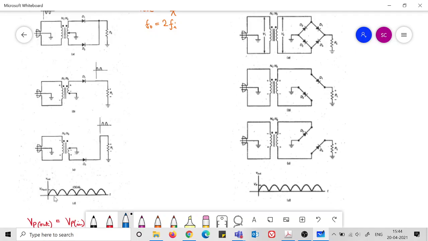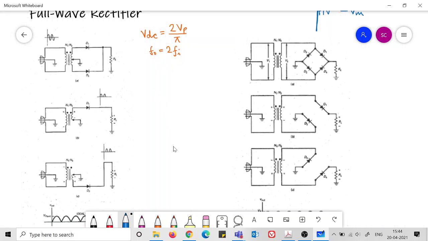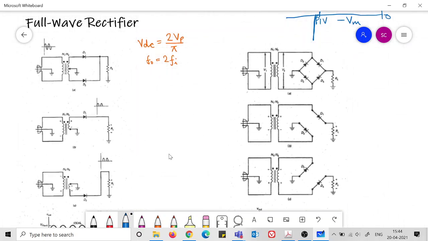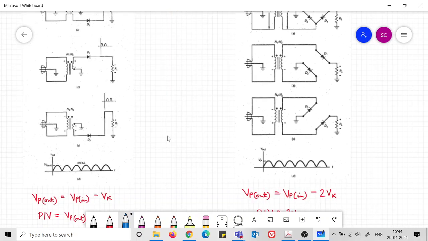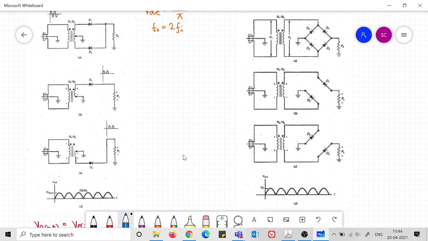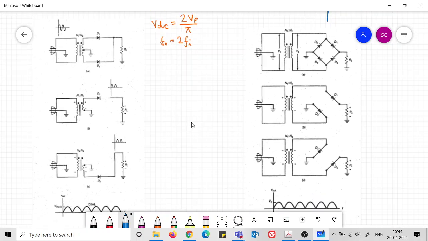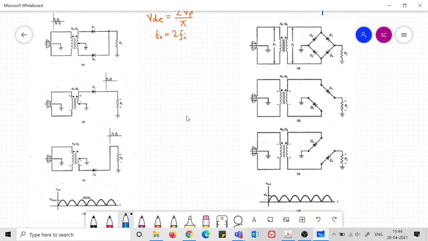If this is the total T for the input signal, now after T by 2, the signal repeats itself at the output. So the frequency is twice. Frequency has doubled. So these are some parameters for the output. But how does it happen? How does the full wave rectification take place? For that, we have to go through these two different circuits separately. They work in a bit different manner.